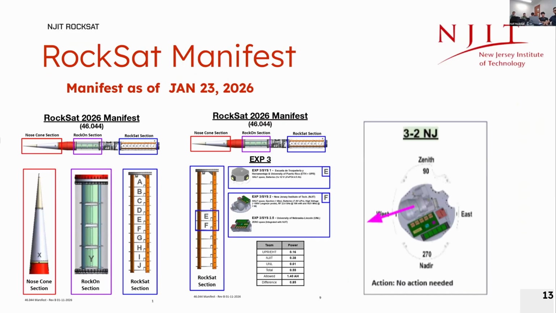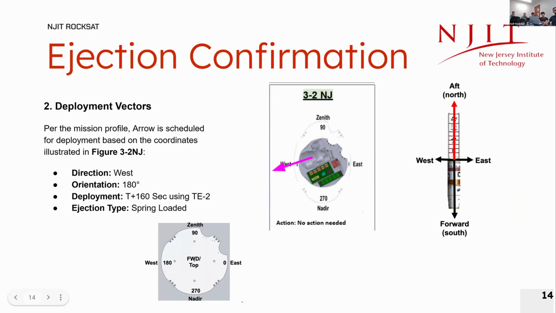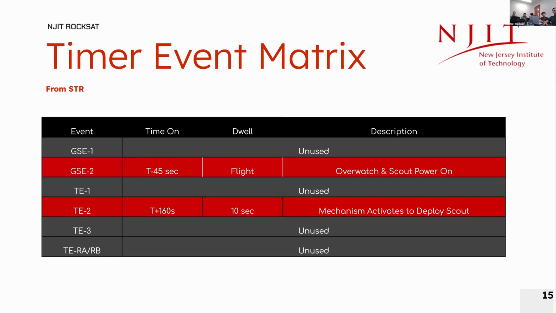Just another overview of our RockSat manifest as of January 23, 2026, including the ejection confirmation, which is the next slide. So deployment vectors, we're heading in the direction of going west in orientation 180 degrees. Deployment will be at T+160 seconds using timer event 2, and ejection type will be spring loaded. The timer event matrix is unchanged from STR.